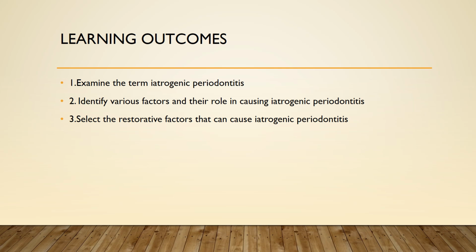The learning outcomes for iatrogenic periodontitis are: examine the term iatrogenic periodontitis, identify various factors and their role in causing iatrogenic periodontitis, and select the restorative factors that can cause iatrogenic periodontitis.